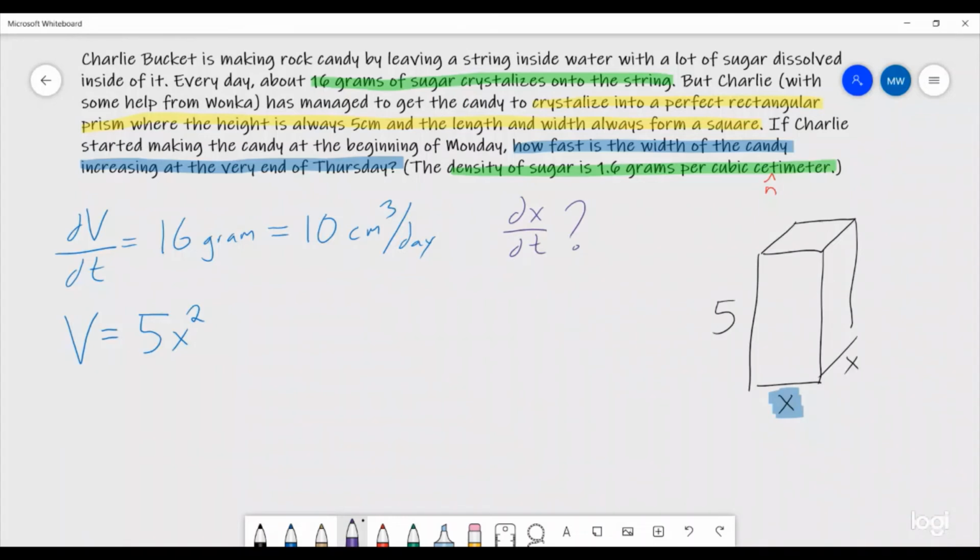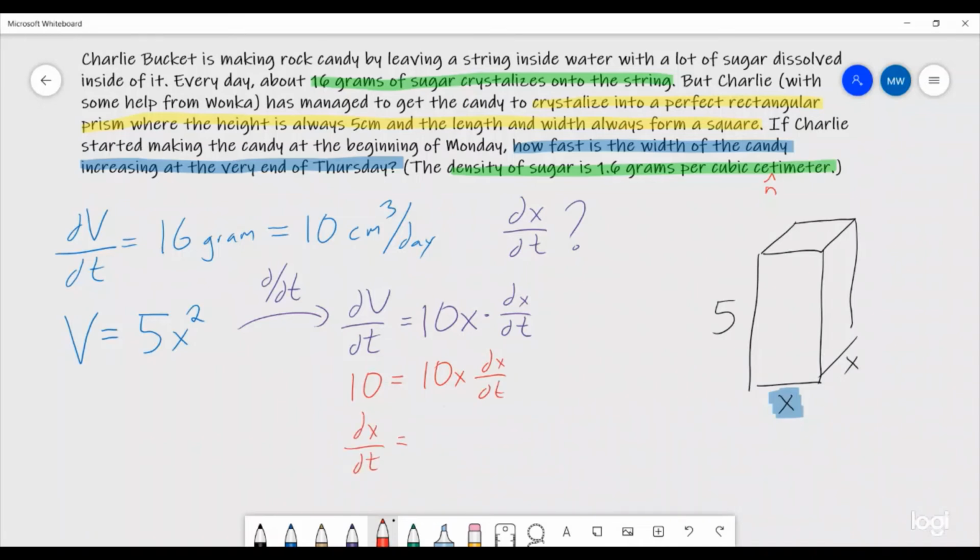Well, volume is 5x squared, so if we take the derivative of everything with respect to t, we get that dV/dt is equal to 10x times dx/dt. Well, dV/dt is 10, so we can plug in the things we know. So we get 10 equals 10x dx/dt. So dx/dt is equal to 1 over x. Well, that was a nice number. That's a nice thing to be able to find. But the challenge with that is, what's x? What is x at the end of Thursday?